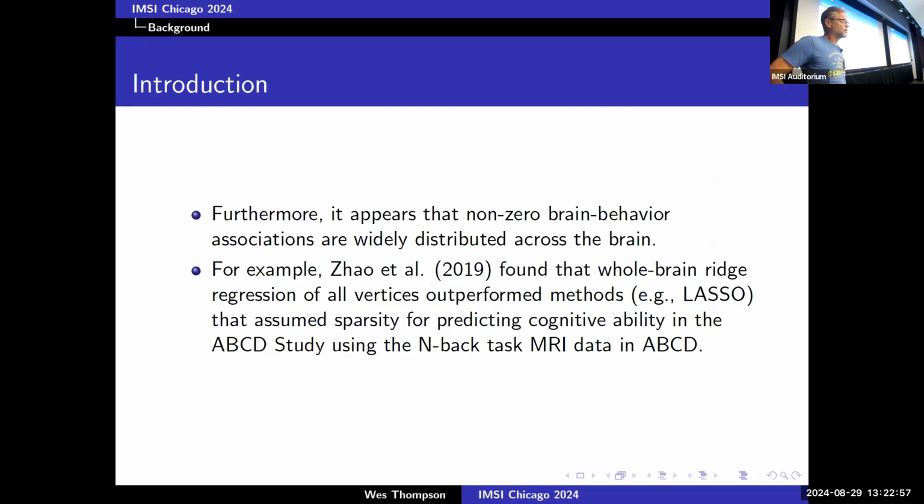In addition to individual effects being relatively small in a lot of cases, it appears that if you're working with large data sets, the effects are not necessarily sparse; they're widely distributed across the brain. For example, one paper we published a few years ago using ABCD data found that ridge regression type methods outperform lasso in terms of out-of-sample prediction performance. I've also seen with elastic net trained on ABCD that assuming sparsity does not improve prediction performance, it actually makes it a little bit worse.